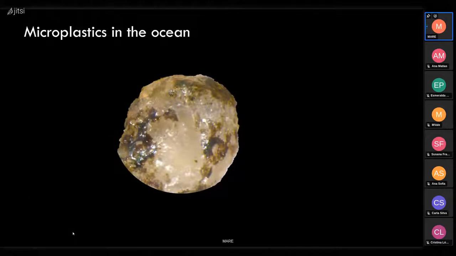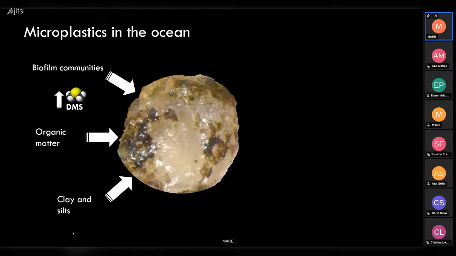Okay, so what happens to a microplastic when it enters the ocean? There are lots of bacteria, viruses, and other organisms there, so all these animals will come to the plastic. They will colonize it and build a biofilm, and this is actually an ecological succession. It starts with bacteria and viruses, then microalgae, fungi, and other animals. So it's covered in organic matter, and also other organic matter that is already in the water and is not alive, and it also absorbs some minerals, clay and silts that are in suspension in the water because they are very small. And so all this covers the microplastic.